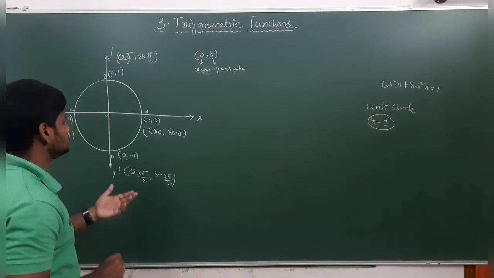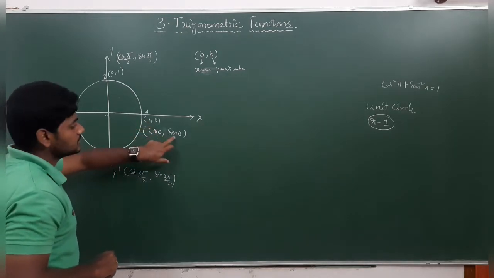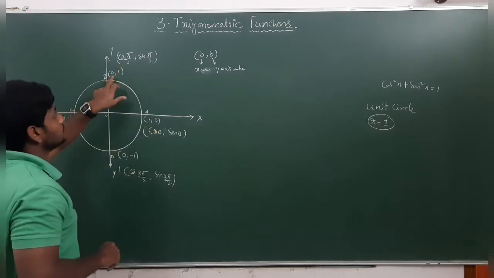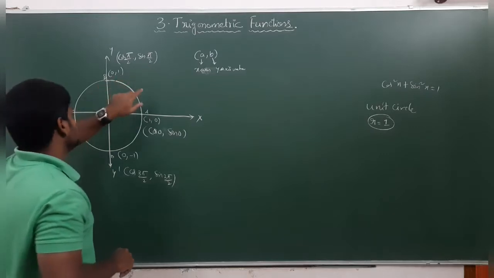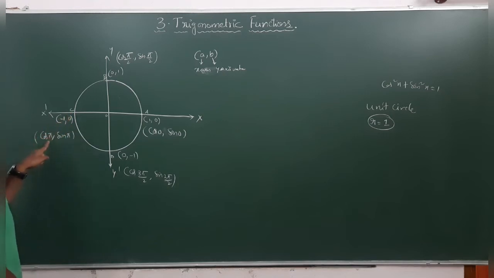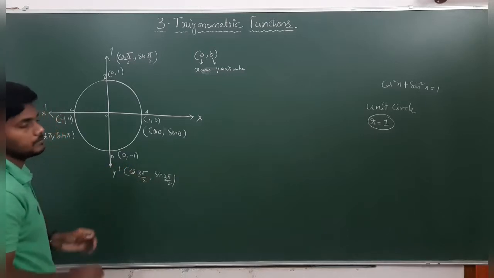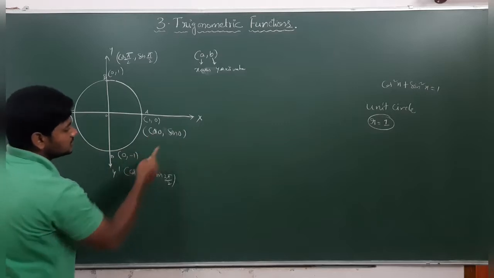Why am I writing all this? Because what is the value of cos 0? Cos 0 is 1. What is sin 0? Sin 0 is 0. Next, what is cos pi by 2? Cos pi by 2, cos 90, is 0. What is sin pi by 2? Sin pi by 2 is 1. This is 180 degrees. Cos 180 is nothing but minus 1. Sin 180 is 0. And again cos 270 is 0. Sin 270 is minus 1. So based on the angle, we can write cos and sin.